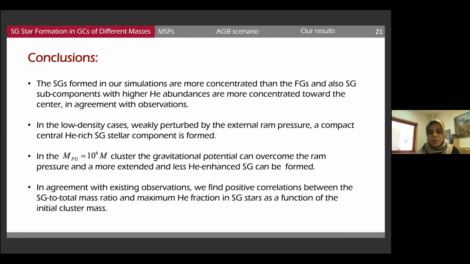And in agreement with observation, and for the first time, we find a positive correlation between the second generation to total mass ratio and maximum helium enrichment in second generation stars as a function of initial cluster mass. Thank you for your attention. If you have any questions, I'm here.